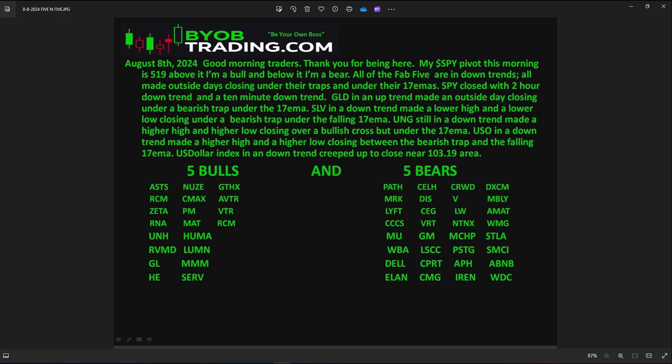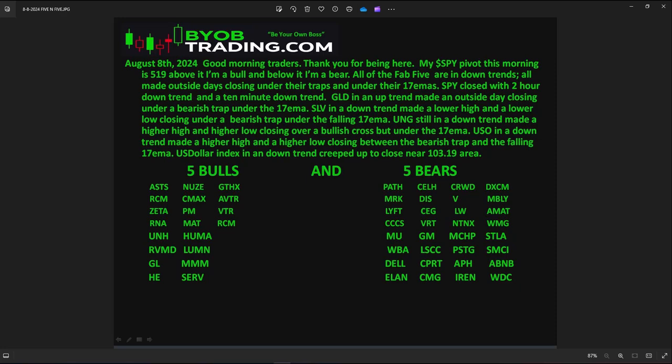My SPY pivot this morning is 519. Above it, I'm a bull. Below it, I'm a bear. All of the Fab Five still in downtrends, all made outside days, closing under their bearish traps, under the 17 EMAs. SPY closed with a 2-hour downtrend and a 10-minute downtrend.